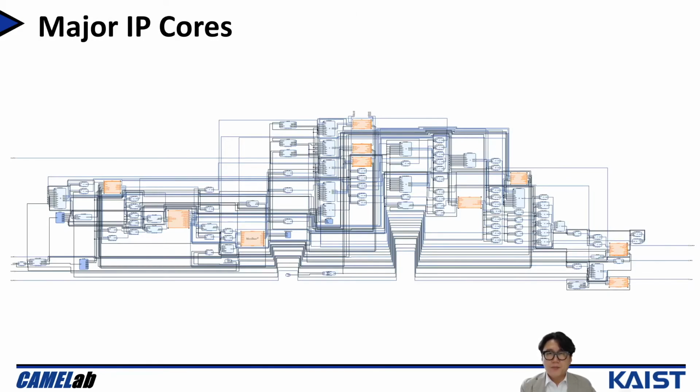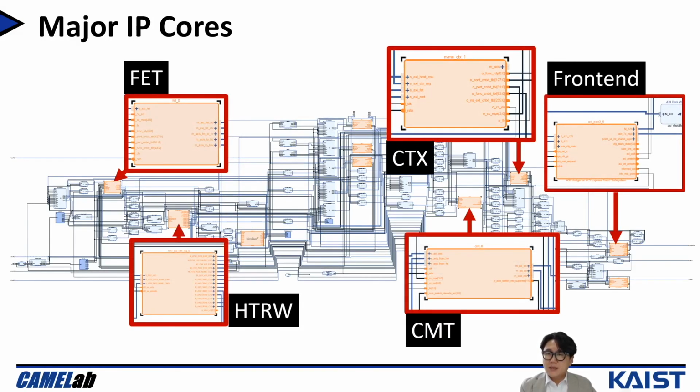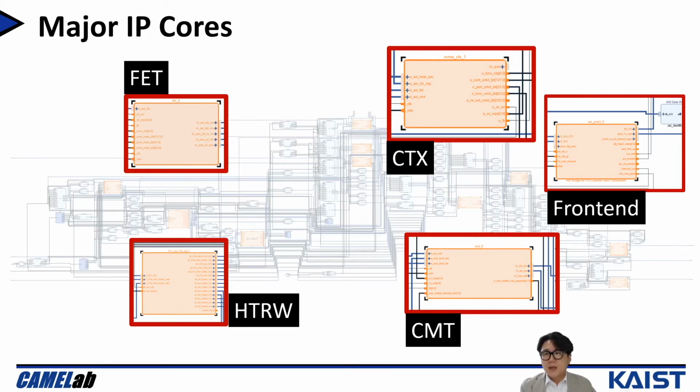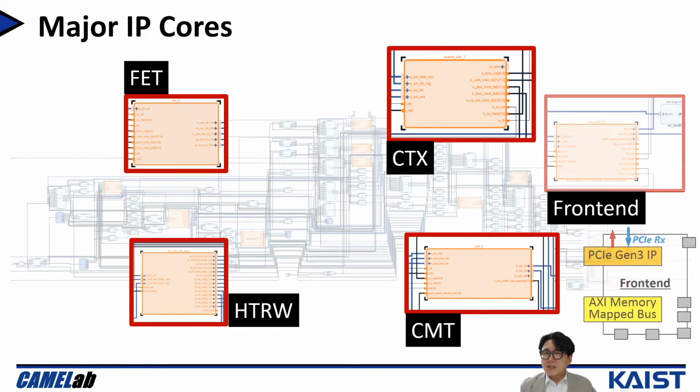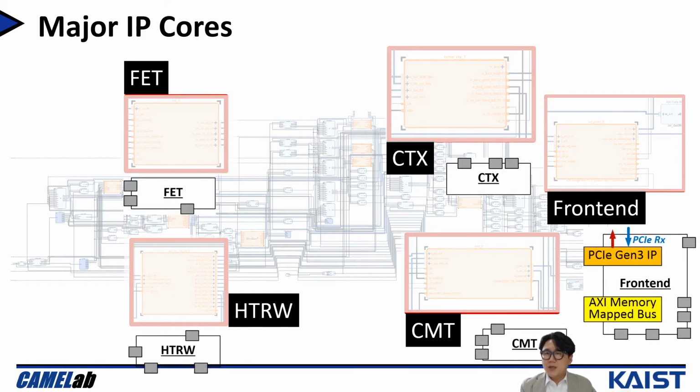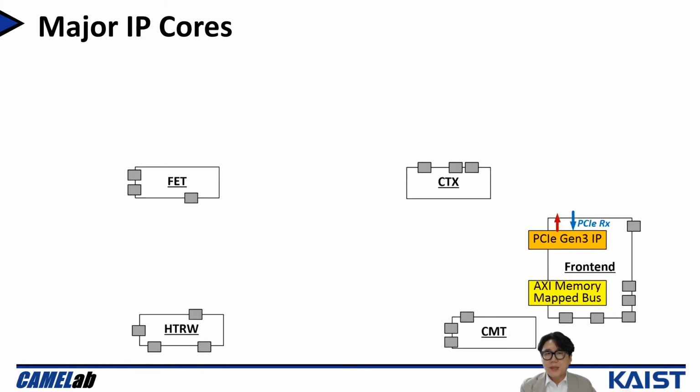NVMe I/O queue. In the implementation, we use more than 100 primitive and IP cores, including the front end, CTX, CMT, HTRW, and the FAT. The front end here is a connection complex for the PCI interface and the ATC subsystem. Among the 100 IP cores, we can highlight and summarize the logic into 5 major IP cores aligned with OpenExpress's operation flow.